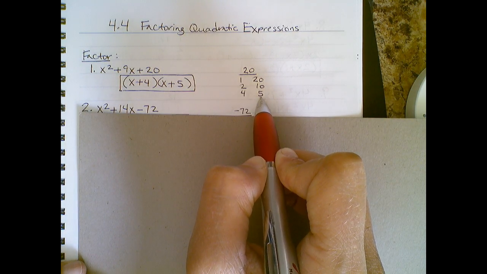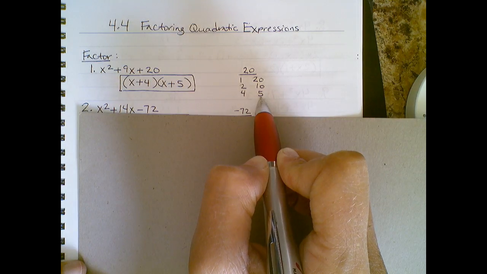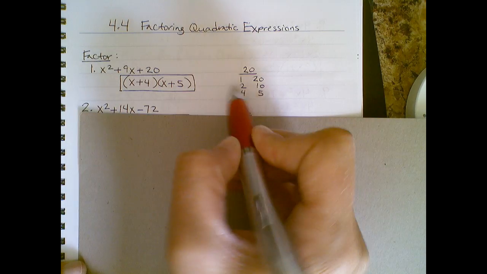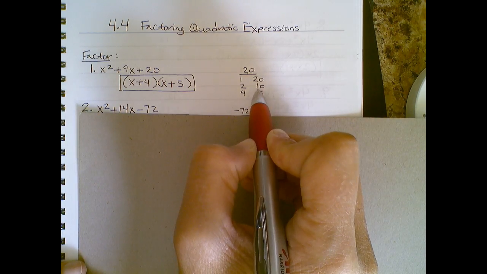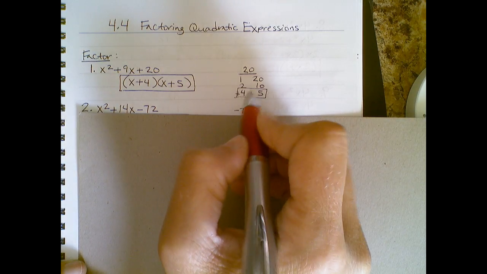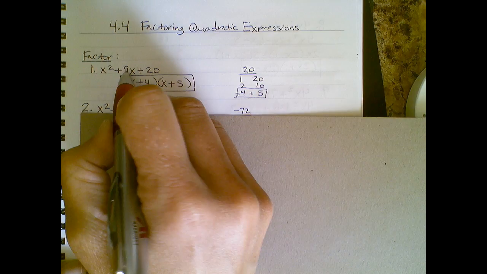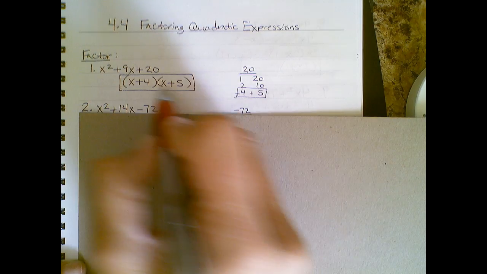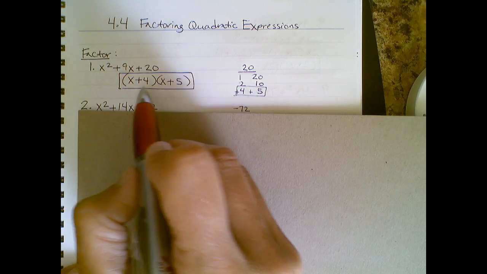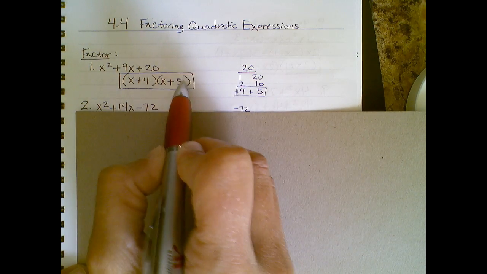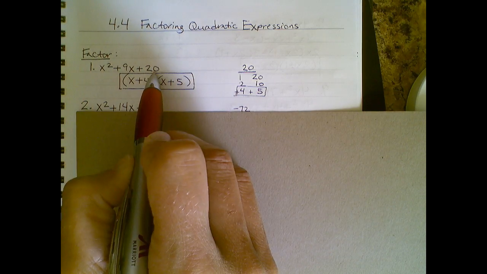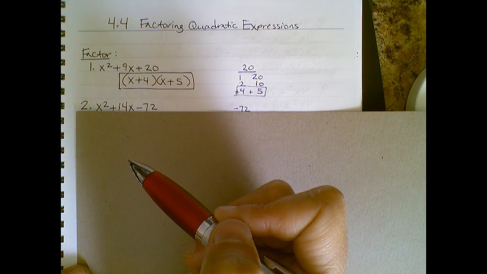I need to see what combination multiplies to 20, but then adds up to this middle number, 9. So 1 and 20 doesn't work, 2 and 10 doesn't work, but 4 and 5, if both of those were positive, they would multiply to 20, but they would add up to 9. So then that's going to be my combination that I throw in there. And then that would be my final answer. Now, if I distribute this out, so distribute this x, distribute this 4, and combine my like terms, I'm going to get what I originally started with.